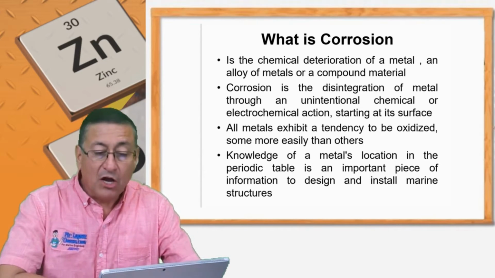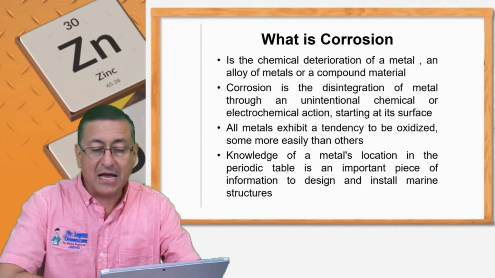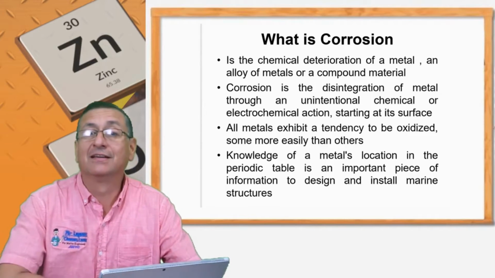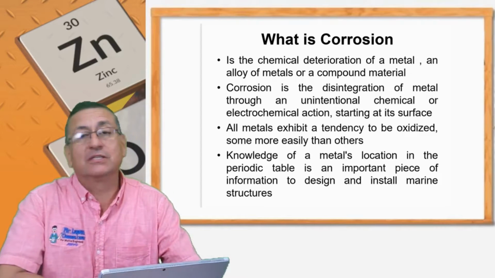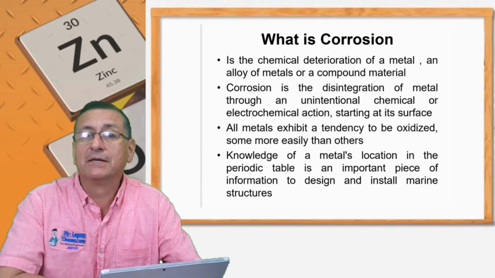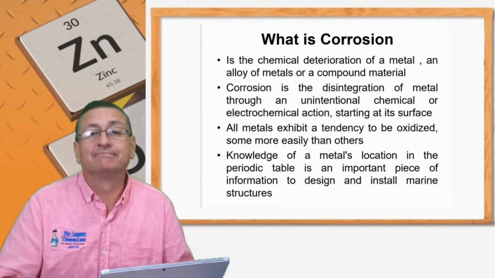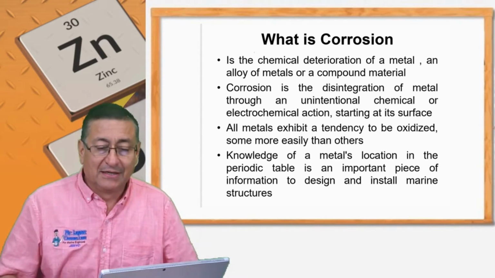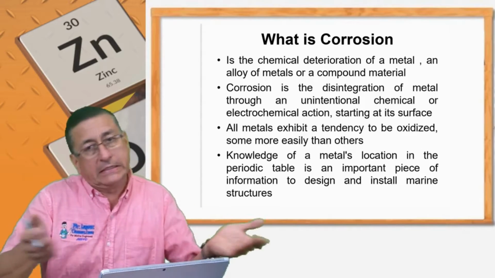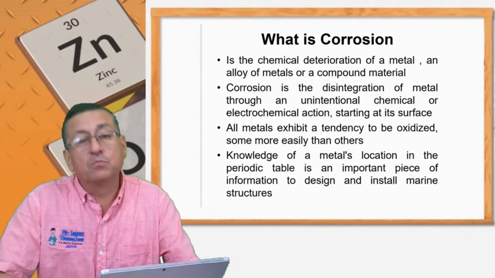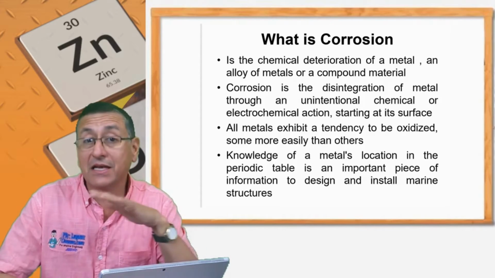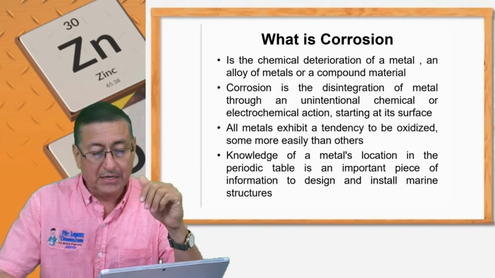Good definition. All the metals exhibit a tendency to be oxidized. All of them, not only ferrous alloys, all of them, except gold. You remember? Because gold is gold. Some metals more than others. Yes, there are metals more prone to corrosion than others, but all of them, at the end of the day, will be corroded.